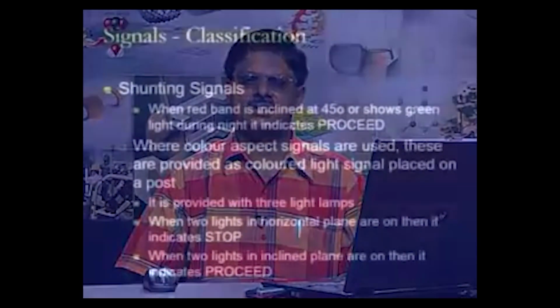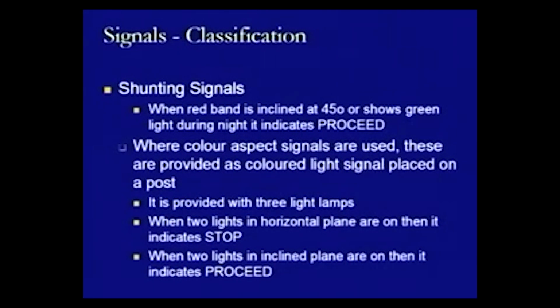In the case of the color aspect signals which are used for shunting signals, these are provided as color light signals placed on a post, and generally they are provided with 3 lamps. When the 2 lights in the horizontal plane are on, it indicates a stop. That is, when it is an ON condition, it is indicating stop because the lights are horizontal. Whereas if the lights are in the inclined plane, it will indicate the proceed condition. So, we have to look at the on and off conditions based on the lights.